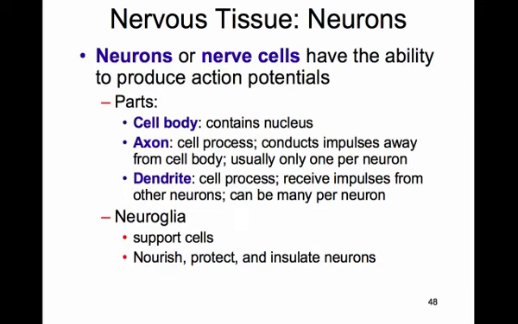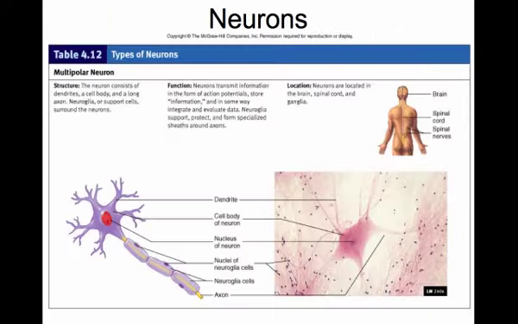And then there's also neuroglia, which are support cells. They're usually wrapped around the axon, help insulate it, and help nourish and protect the neuron. So there's a picture here of a neuron. Here's the cell body, and these are the dendrites branching off of it and receiving impulses, and here's the axon leading out from the cell body. And you can see those cells wrapped around the axon, those are the neuroglia.